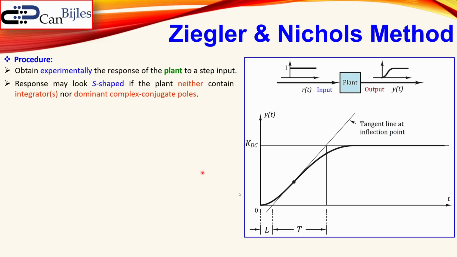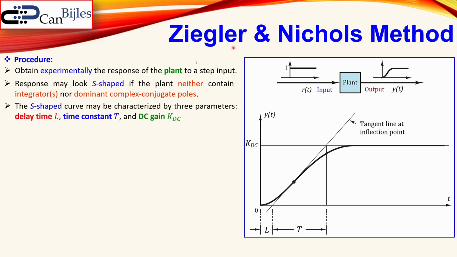Now from this, it is called an S-shape. It should of course not have an integrator, otherwise you will not have this. Also it should not have complex conjugate poles, otherwise we get an underdamped oscillatory response, which is of course not what we need. If you have that, you can proceed with this method. Now from this, as said, we look at the delay time, time constant, and the DC gain.